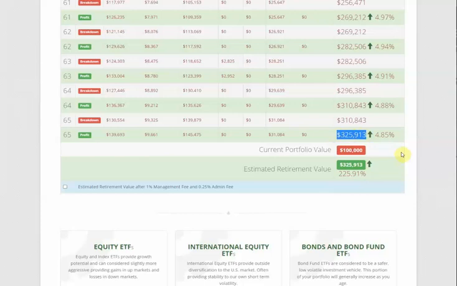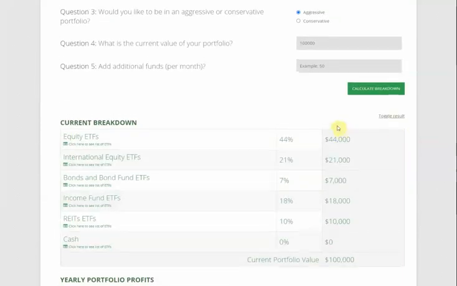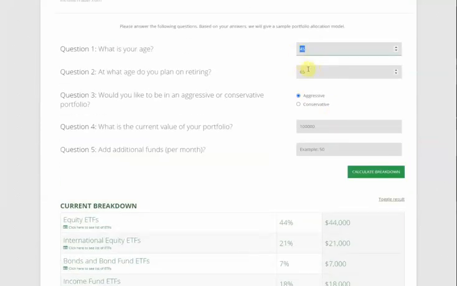So then you ask yourself, wow, is that going to be enough money for me? $325,000. And if it's not, you can't change how old you are. You can't change when you want to retire. Well, probably a little bit. You can't change how much money you have, but what could you change?